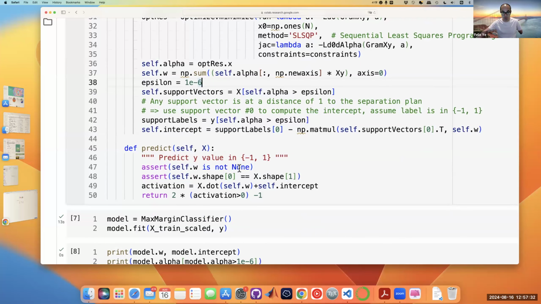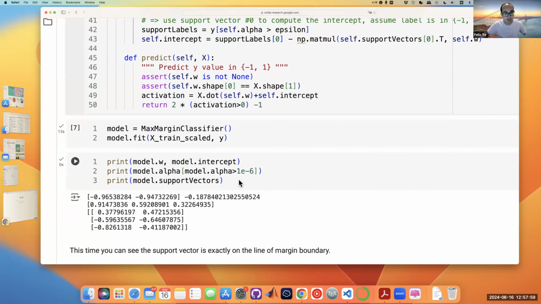Prediction is super simple. This is just linear regression. It will be 2 times whether this is bigger than 0 or not, and subtract 1. So if it is true, that will be 1, and 2 times 1 minus 1 will be 1. If it's false, that will be 0, so 2 times 0 minus 1 will be minus 1. This is just a quicker way to turn 0, 1 into 1 and minus 1.